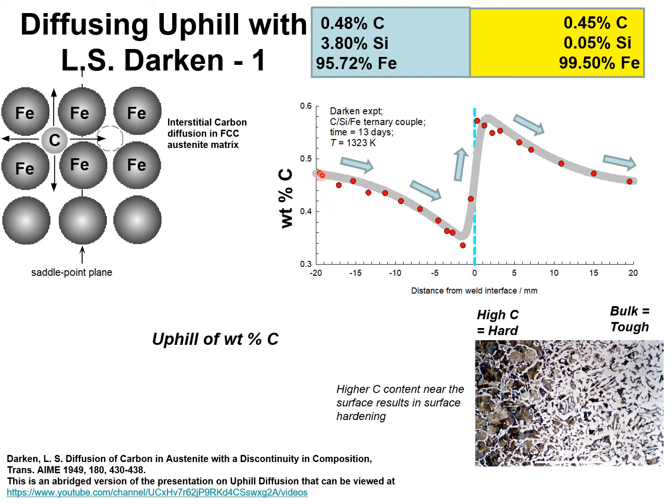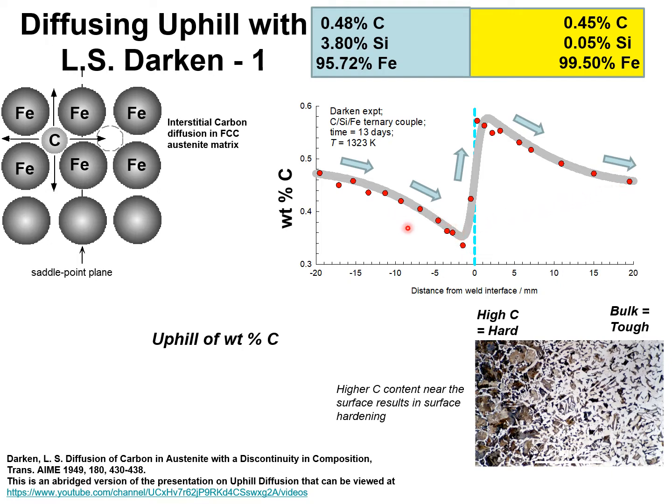We note that the diffusion profile, or the concentration profile for carbon, exhibits a minimum, and then it increases near the surface and then decreases to the value that is equal to the initial value.